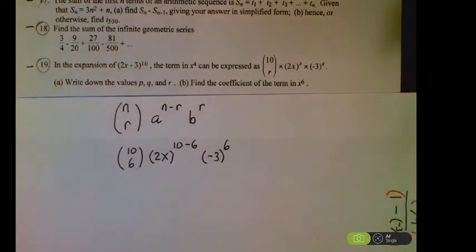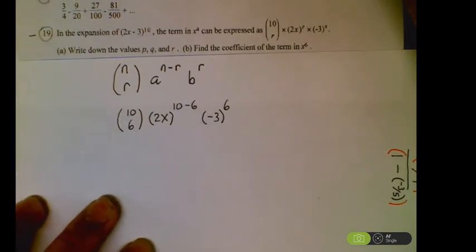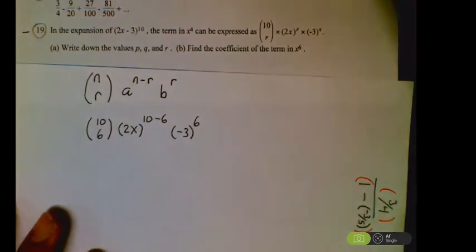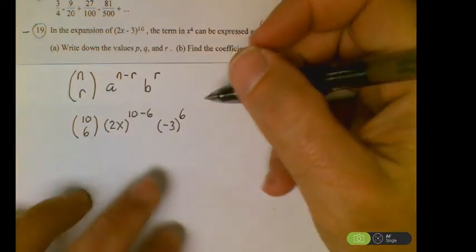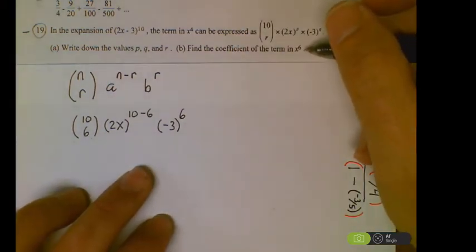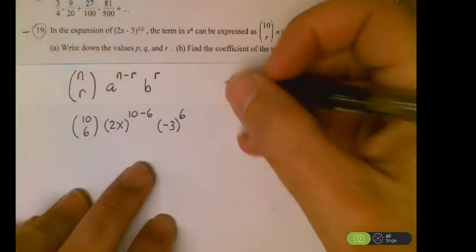And last but not least, find the coefficient of the term in x to the 6. So really the same thing, we're just now using x to the 6 instead of x to the 4th. So I'm going to use the same formula. Just got to plug in the right numbers. So again, I now want my exponent to be x to the 6th.